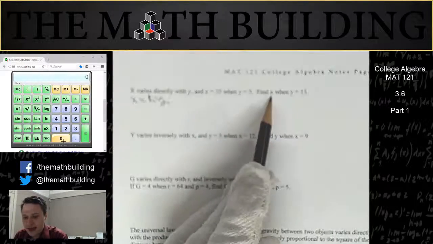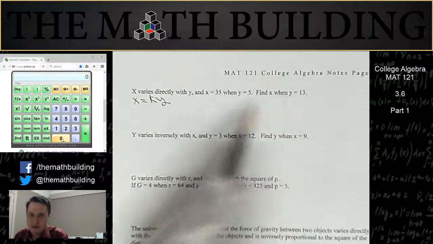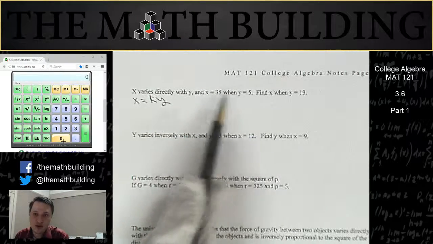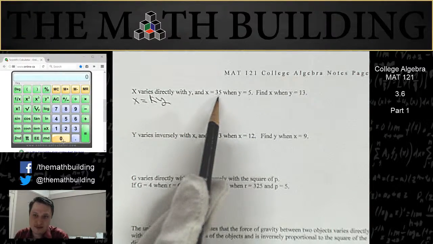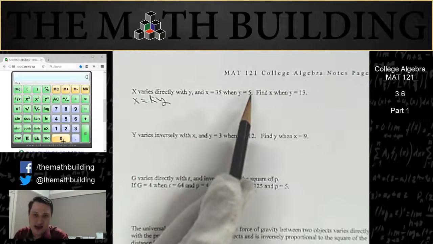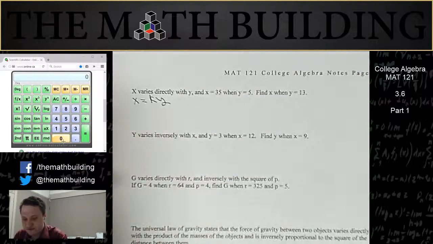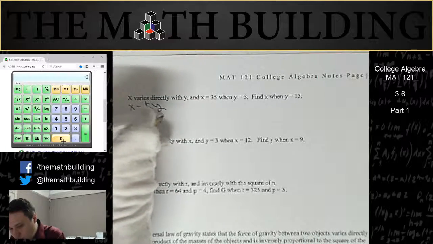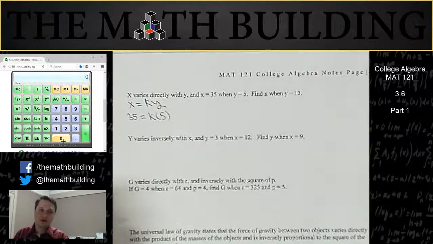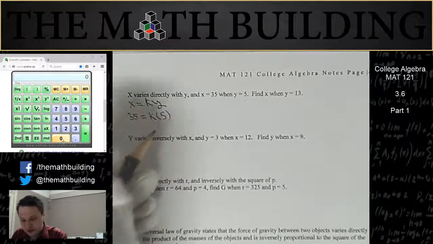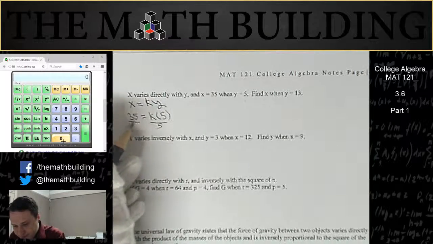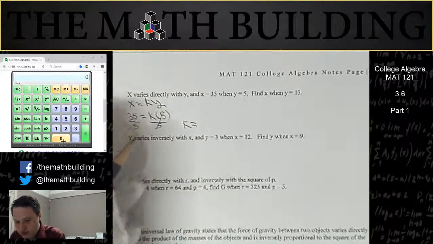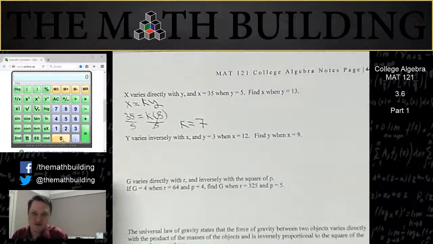Now, we want to know what x is when y is 13, but first we need to figure out what this constant is. And luckily, they told us a complete system. They said x is 35 when y is 5, so we can use that information to figure out k. x is 35 when y is 5, just like that. So let's divide both sides by 5. We find that k is equal to 35 divided by 5, which is 7.